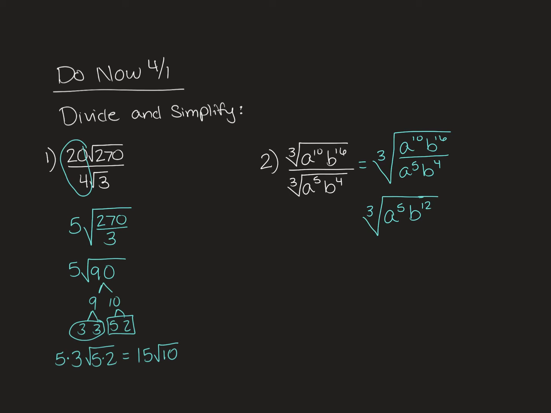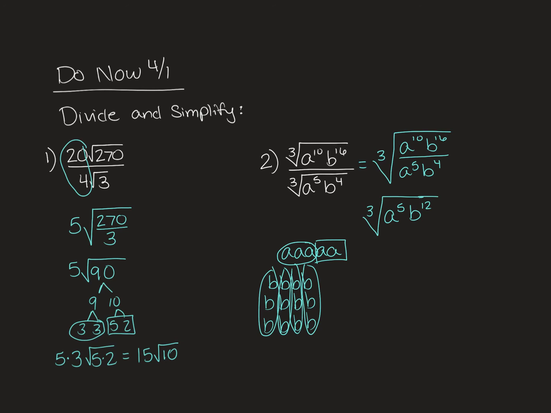Okay, so if it's a cube root, we're looking for groups of 3. So if I have a to the 5th, I have 5 a's, I have one group of 3, and then 2 are staying on the inside. b to the 12th, I have 12 b's, how many groups of 3? Well, 1, 2, 3, 4, and no leftovers.